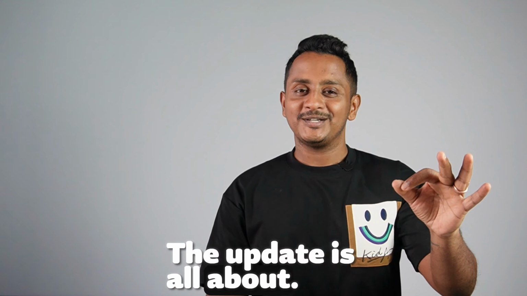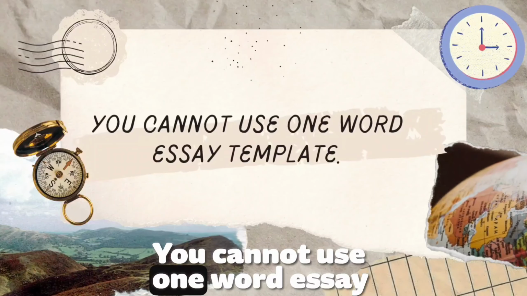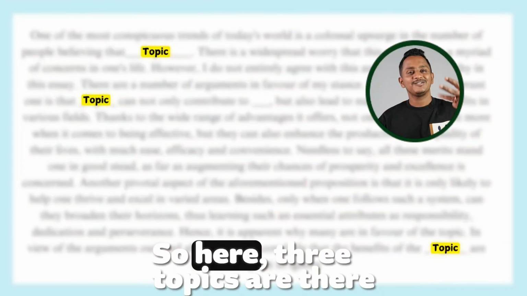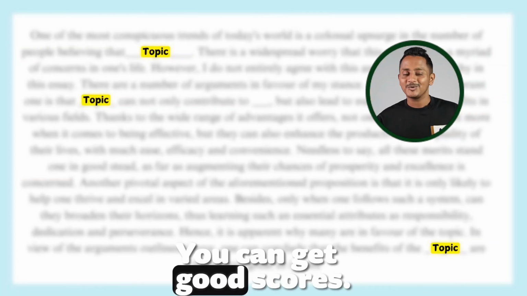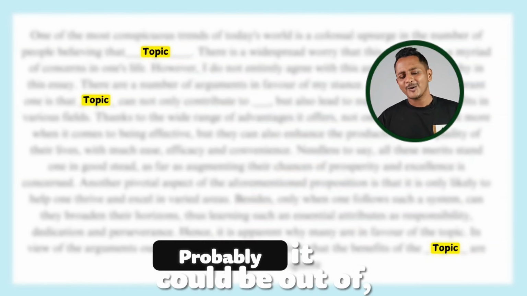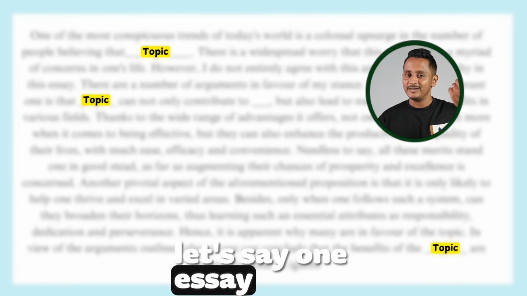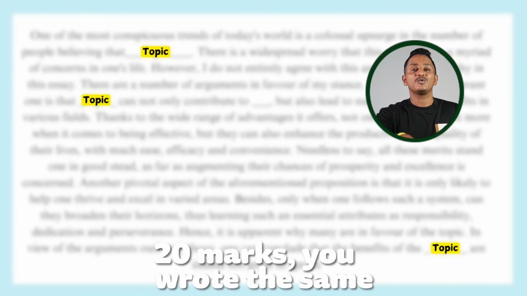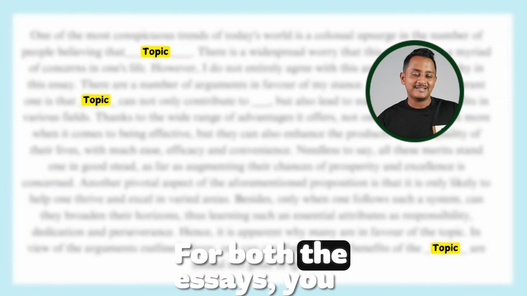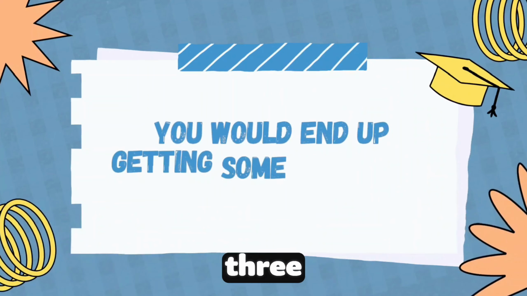The update is all about you cannot use a one word essay template, something like I'm showing right now on my screen. So here 3 topics are there, meaning just write topic sentences. You can get good scores? You don't get any scores. Probably, let's say one essay contributes 12 to 15 marks. Let's say you got 2 essays, 20 marks. You wrote the same for both the essays, you probably end up getting some 3 or 4 marks and not more than that.